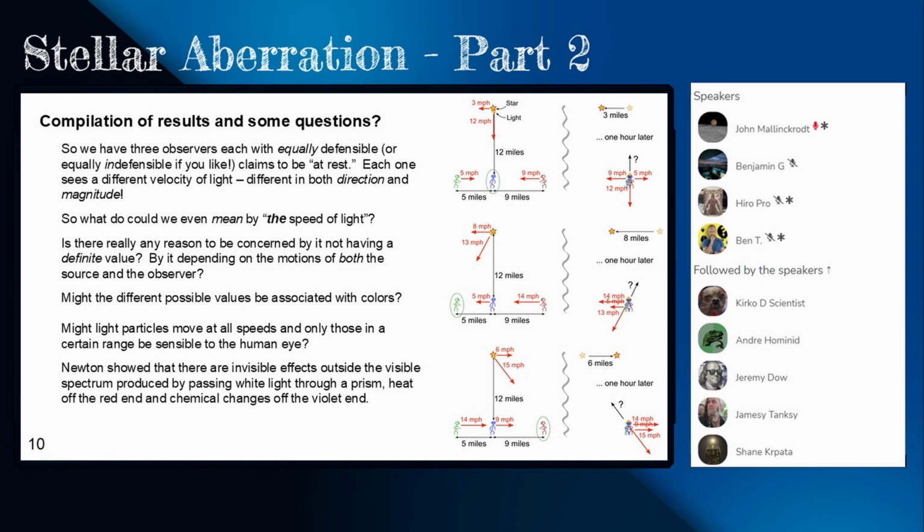But then again, is there really any reason to be concerned by it not having a definite value, by it depending on the motions of the source and the observer? If it's a particle, it's just going to have to be that way. That's what they thought at the time. Maybe those different possible speeds are associated with color. Maybe faster particles are violet and slower particles are red. In fact, there was probably good reason to think it was just the other way around.